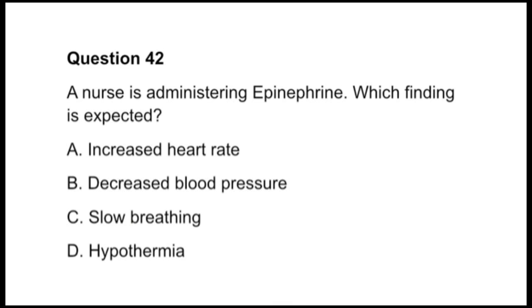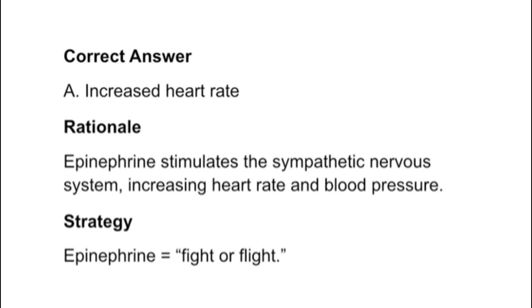Question 42. A nurse is administering epinephrine. Which finding is expected? A. Increased heart rate. B. Decreased blood pressure. C. Slow breathing. D. Hypothermia. Correct answer: A. Increased heart rate. Rationale: Epinephrine stimulates the sympathetic nervous system, increasing heart rate and blood pressure. Strategy: Epinephrine equals fight or flight.